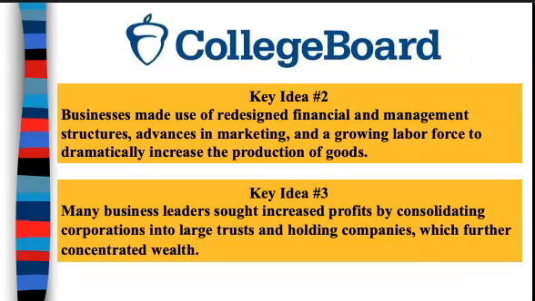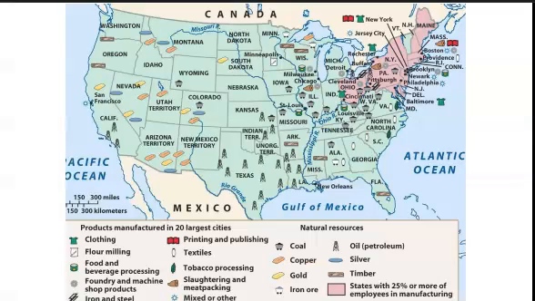Key idea number 2 says, businesses made use of redesigned financial and management structures, advances in marketing, and a growing labor force to dramatically increase the production of goods. And key idea 3 says, many business leaders sought increased profits by consolidating corporations into large trusts and holding companies, which further concentrated wealth. And so what we're generally looking at is how did businesses grow during this particular time period. So what we see is that during this time period, we have 4 major industries at this time.